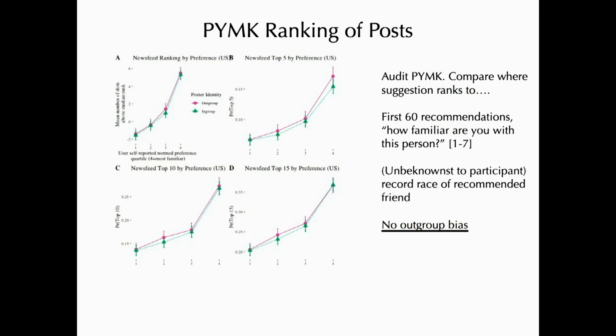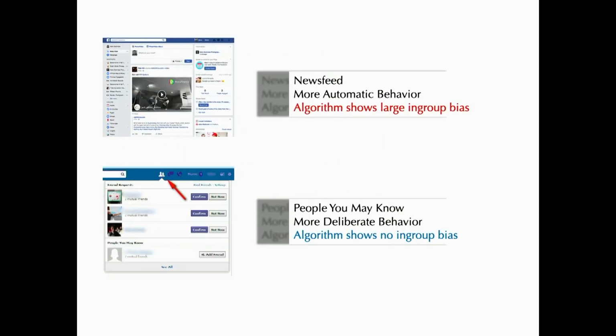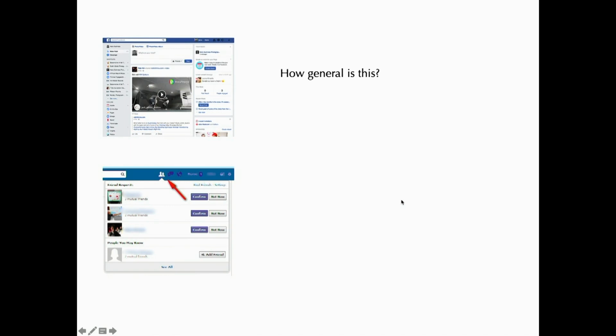Which is, I think, consistent with what you saw in the experimental evidence, which is you had one context with more automatic behavior, and the audit study shows an algorithm at scale with lots of in-group bias. Another where the behavior is more deliberate, and we see no in-group bias of the algorithm. How general is this?